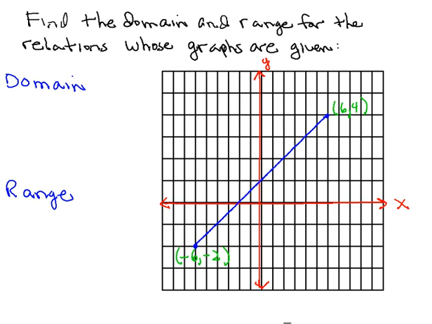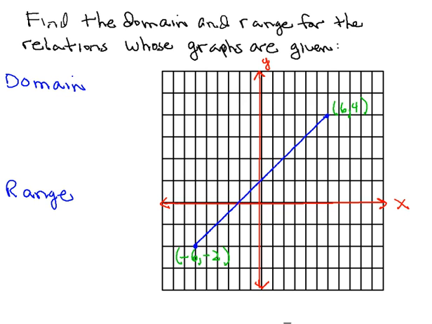Now, to determine the domain, we can think of that in a sense as being the horizontal extent of the graph. In other words, how far left and how far right does it go? And that will be determined by the x values of points on the graph. So we can see that the smallest x value for any point on the graph is at the left-hand endpoint, which is -6. And the largest x value is the x coordinate of the right-hand endpoint, which is 6.